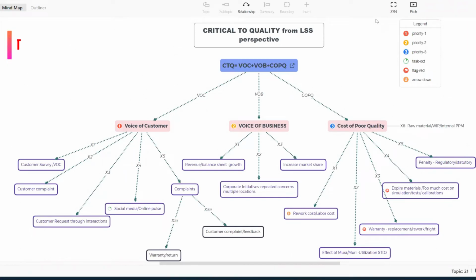Today we are going to discuss a very important topic called critical to quality from a Lean Six Sigma perspective. One of the easiest ways to remember CTQ is this equation: CTQ is VOC plus VOB plus COPQ. VOC, as you know, is voice of customer, VOB is voice of business, and COPQ stands for cost of poor quality, right?